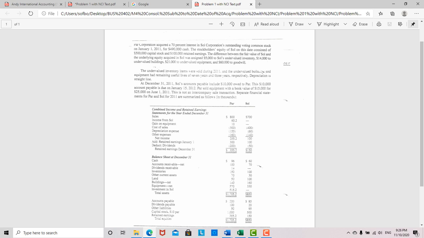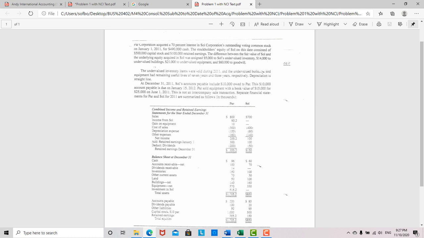And then there's a sentence in the third paragraph. It says, Par sold equipment with a book value of 15,000 for 25,000 on June 1, 2011. In CPA exams, they love to give you irrelevant information. And I'm telling you right now, that information, this was an old CPA exam problem, is irrelevant, because it has nothing to do with anything. It just says that they sold some equipment. That's all. It says this sale is not an intercompany sale transaction. You'll learn about that in the next module. But that's why I'm doing these problems.